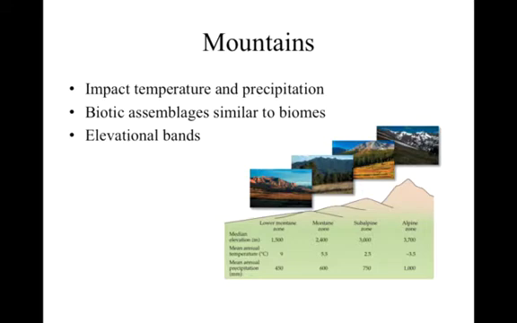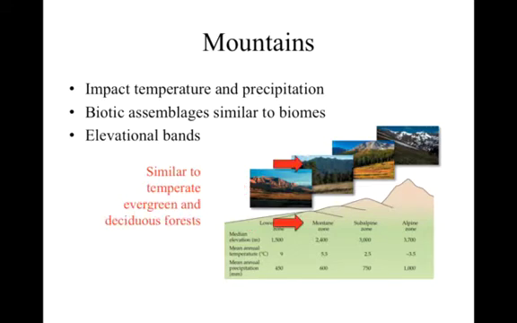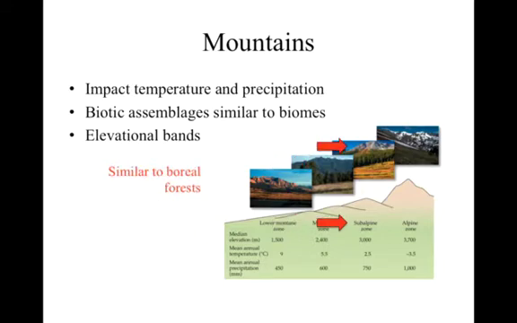And that's because there's similar impacts on temperature and precipitation, and so the biotic assemblages you find along a mountain elevational gradient can be quite similar to what you see in terms of latitudinal gradients. And so you start at the bottom, and frequently we have areas that are similar to grasslands and savannas. You move up a little bit and you get to the temperate evergreen and deciduous forests. You go up a little bit higher and we actually get sort of the typical boreal forest type vegetation.